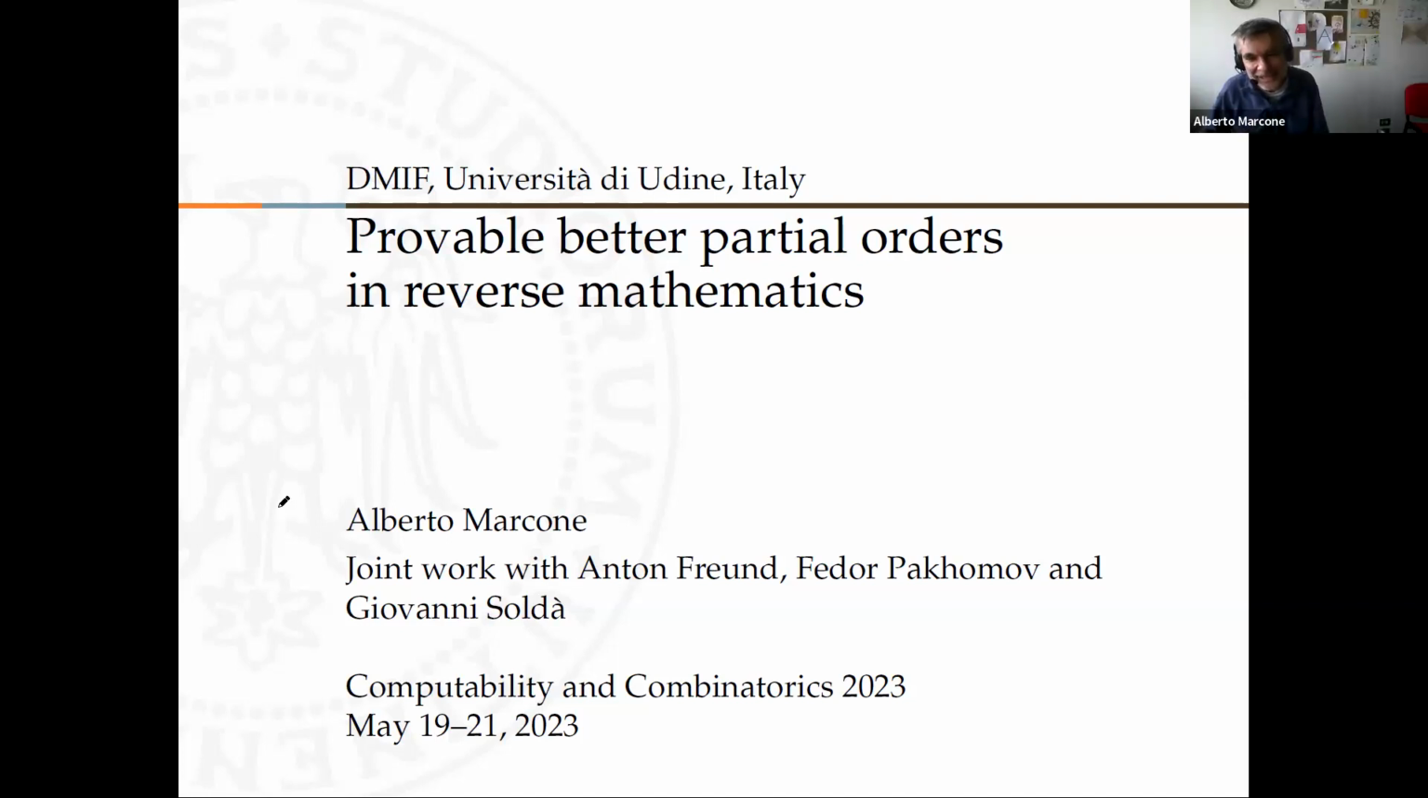Okay, so this is some recent joint work we did with Anton Freund, who recently moved to Würzburg, Germany, and with Fedor Pakhomov and Giovanni Soldà, who are in Ghent, Belgium. This is still work on better quasi orders, which is better partial orders and better quasi orders, those of you who know my research know have been a constant topic throughout my research.